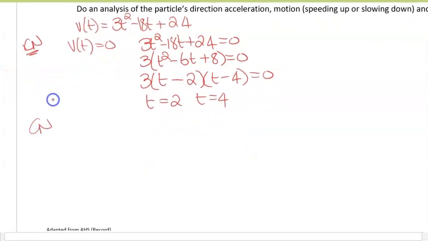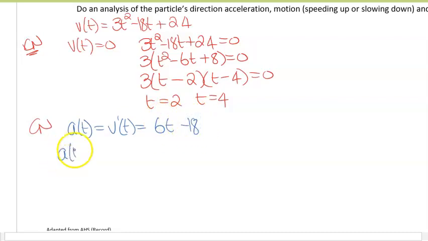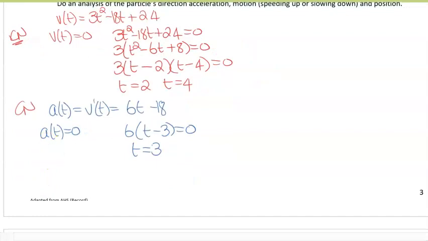Let's find the critical numbers for acceleration. a of t is the derivative of the velocity. Let's find that derivative. That's going to give me 6t minus 18. We're going to set a of t equal to 0. So I can factor out 6, and I'm going to have t minus 3 equals 0. I could just move it over and divide it by 6. Either is fine. So t is 3. Okay, so critical values we care about are at 2, 4, and 3.